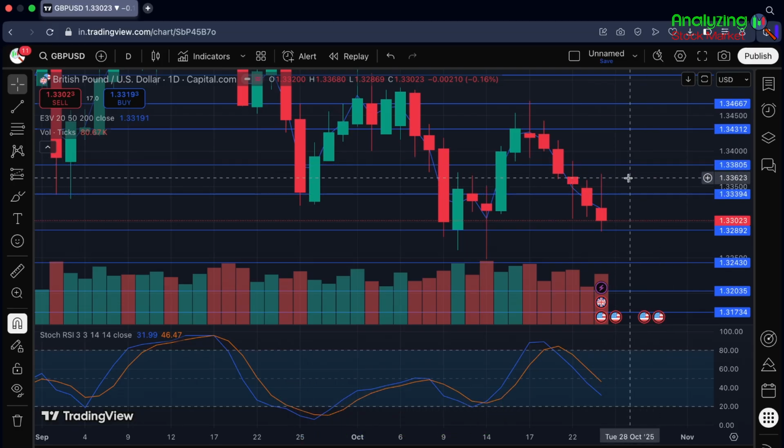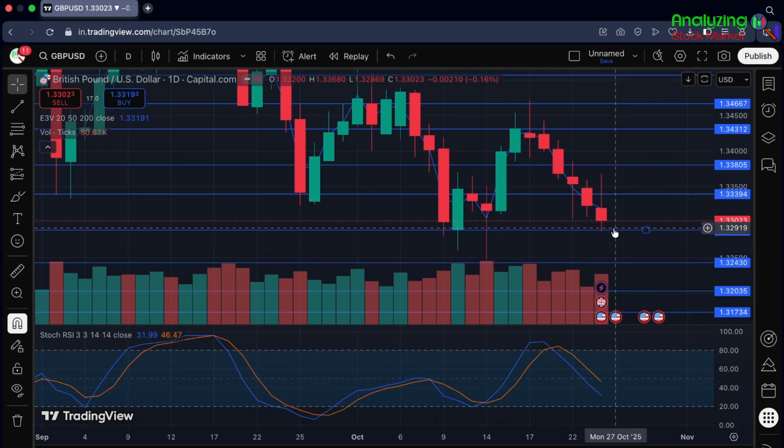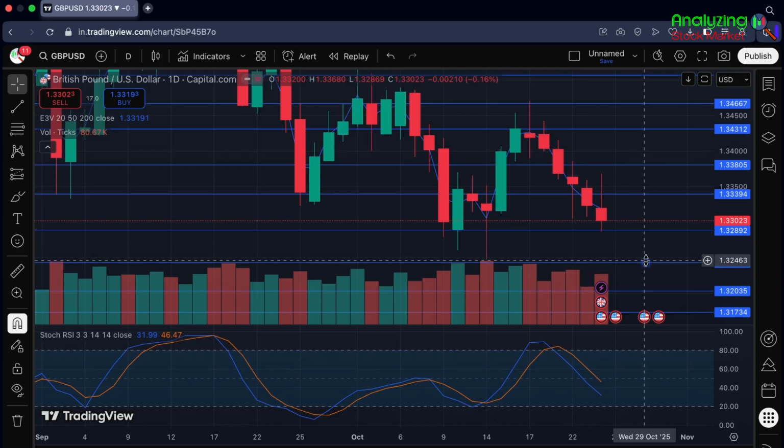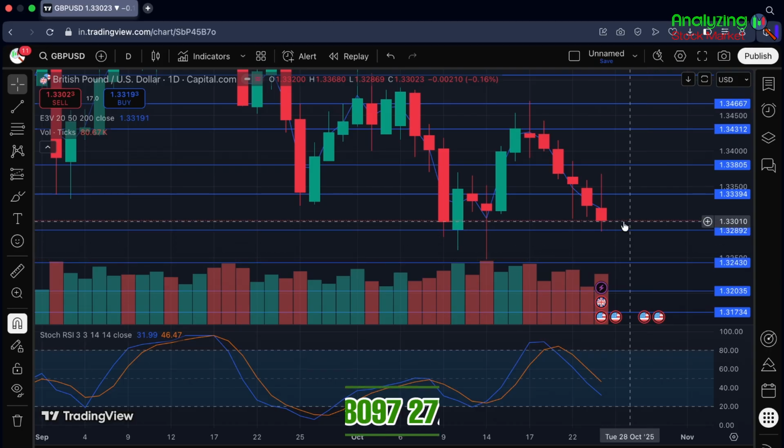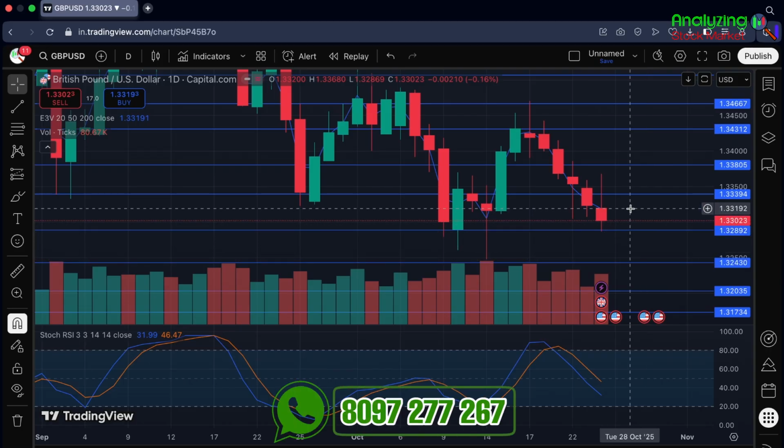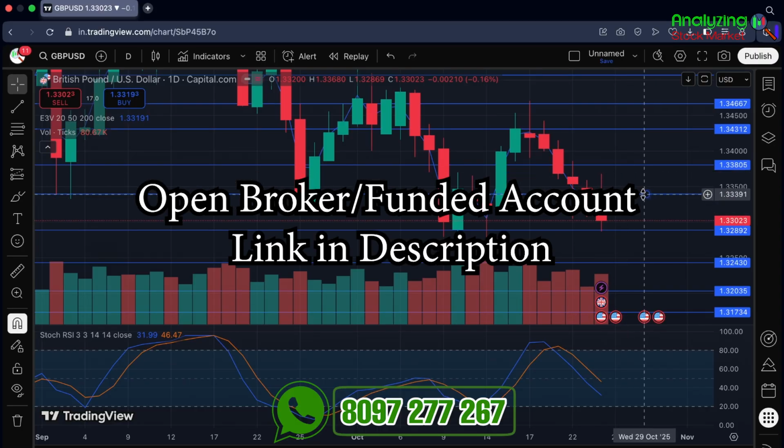Also, if you're going for a short trade, then you can go for a short trade once 1.32892 gets breached on a one-day candle and we get a closing on a one-day candle, then we can go for a short trade till 1.32430. This will help you to get better momentum. Overall, my expectation is a bit positive in this range.